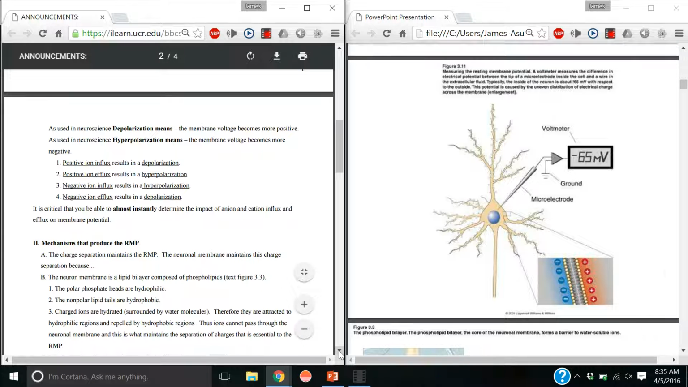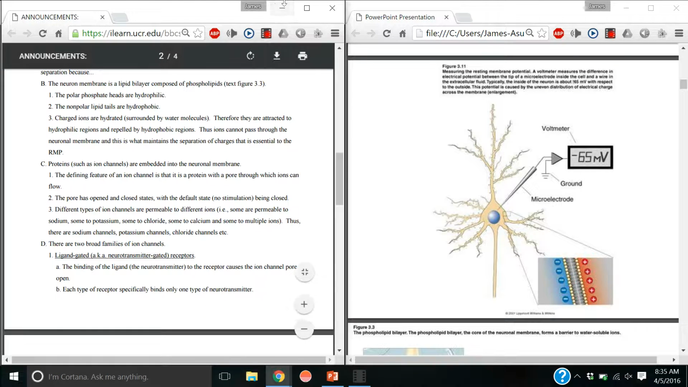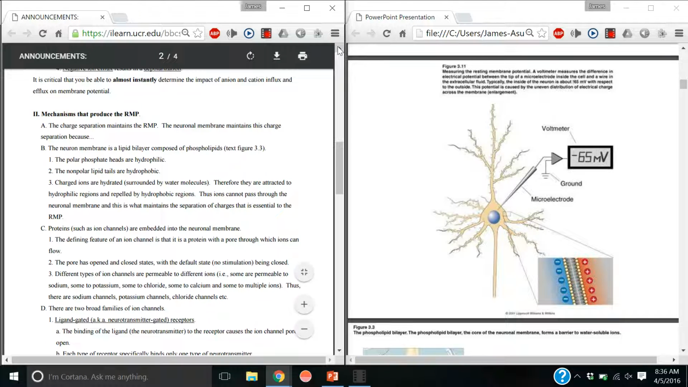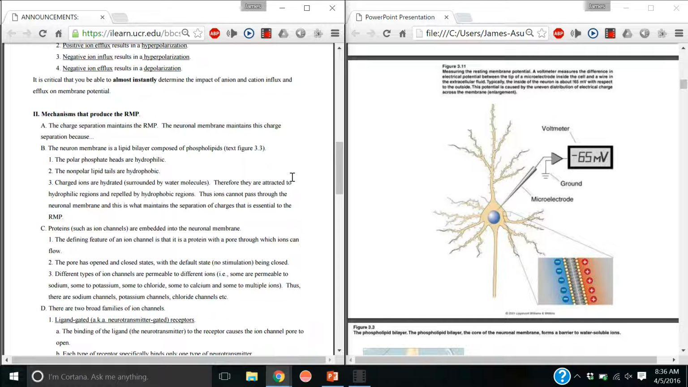What maintains the charge separation? Well, that's the membrane. You might think that's just because it's a physical barrier. It's more complicated than that because there are substances that can flow rather freely through the cell membrane. Ions cannot.